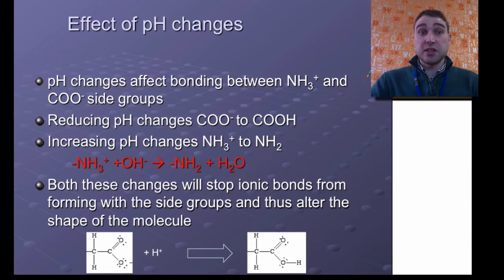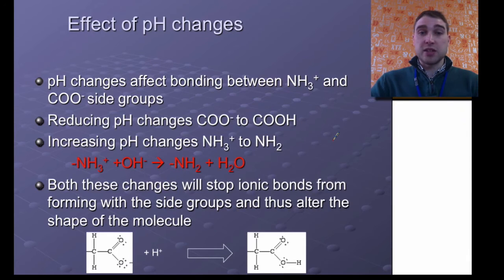So pH can change the bonding between positively charged amino groups and negatively charged carboxyl groups. When you put these in solution, they can ionize, and then you can get attraction between the positive group over here and the negative group over here. If you reduce the pH, so you make it more acidic, the extra hydrogen ions in the solution can bond with the negative part over here. And you get back to having your full carboxylic acid group.